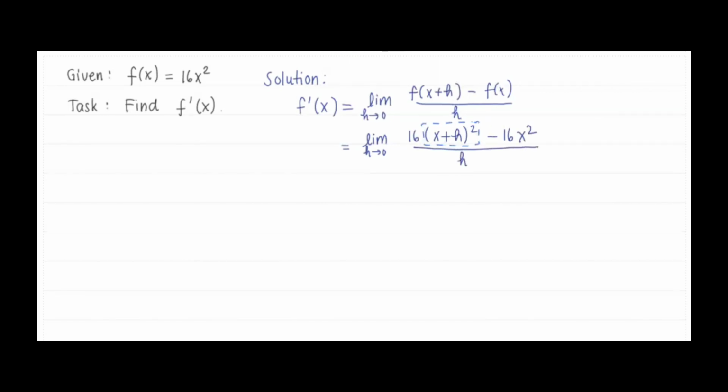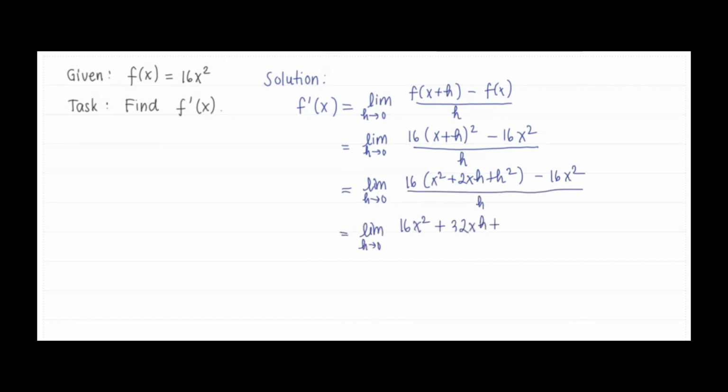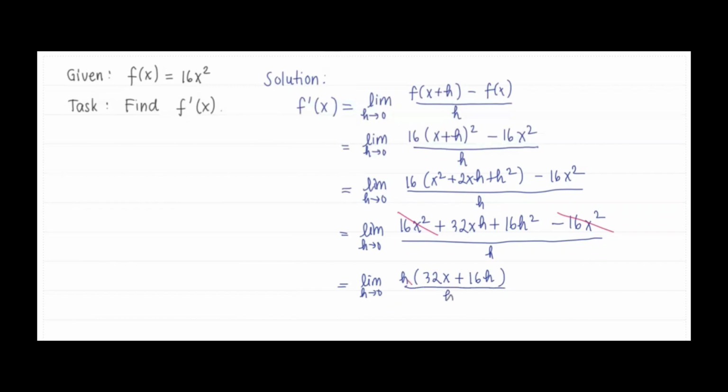At this point, we can see a square of a binomial. By expanding this, we eventually get this expression. Also, by distributing 16 over the sum, we get this one. Now we can remove the 16x squared and the negative 16x squared. Also, observe that h is a common factor of the two terms in the numerator, so we can factor h out of them. So we have h times (32x plus 16h) over h. Since h is a common factor, we can cancel h.